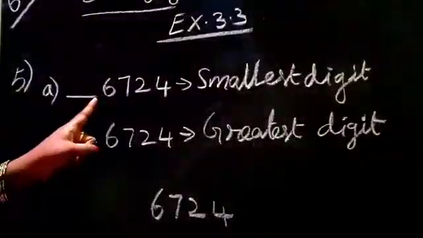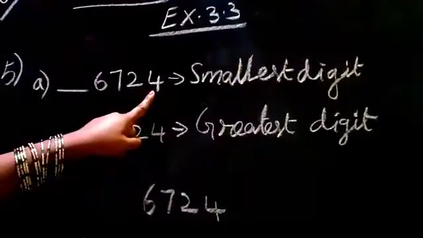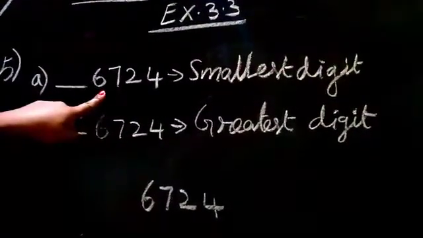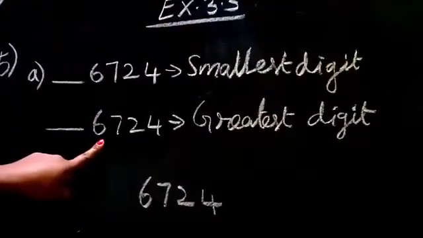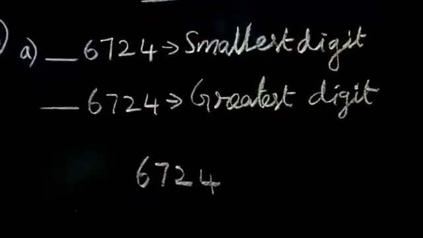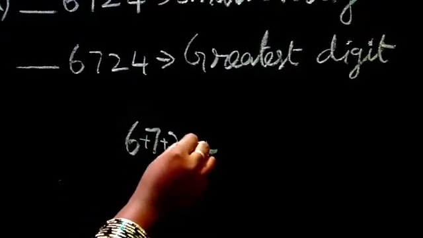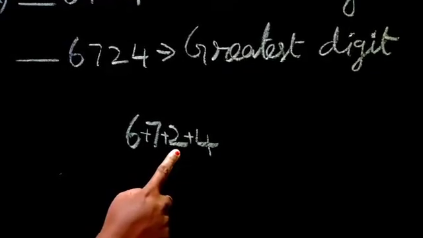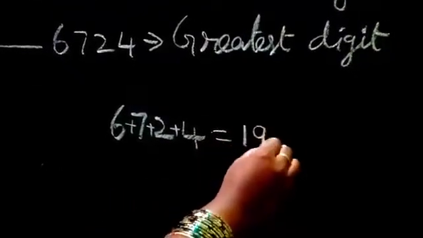Here they have given dash 6724. In this, we have to find which smallest digit and which greatest digit makes it divisible by 3. For that, we have to add all the numbers. That is 6 plus 7 plus 2 plus 4. 6 plus 7 is 13. 13 plus 2 is 15. 15 plus 4 is 19.